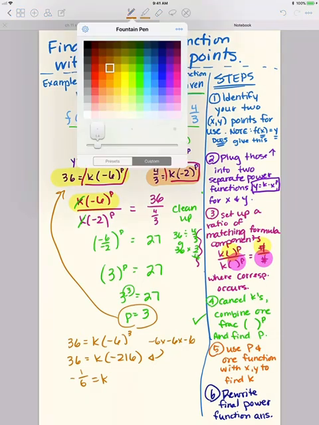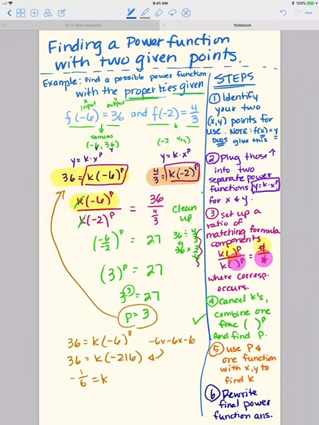So I combine those two. I take my k value and my p value, and I go to the formula for a power function, which again is y equals k times x to the p, and I plug those things in. So my power function is -1/6 x to the 3rd power.